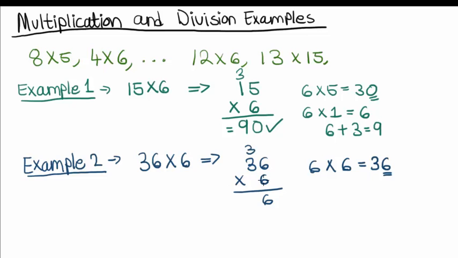The next thing that you do is multiply 6 and the 3 together to give you 18. Now you need to add 18 with the number on the top that you carried over from the first step of the problem. So 18 plus 3 will give you 21. And so now you put the 21 in the answer row to give you a final answer of 216.